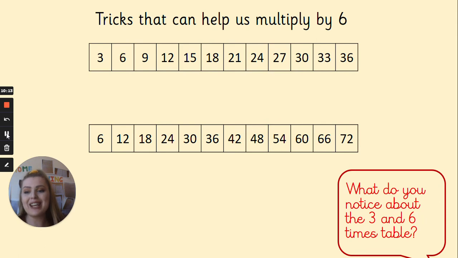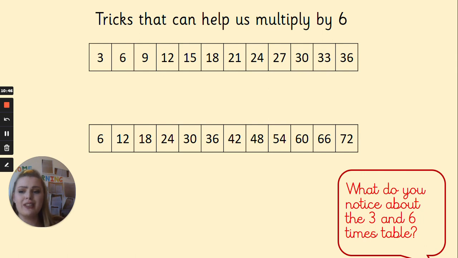We are going to have a look at another trick that can help us solve some multiplications in the 6 times table. So I have got 2 number tracks there. My top number track has the 3 times table. 3, 6, 9, 12, 15, 18, 21, 24, 27, 30, 33, 36. My second number track has the 6 times table. 6, 12, 18, 24, 30, 36, 42, 48, 54, 60, 66 and 72.